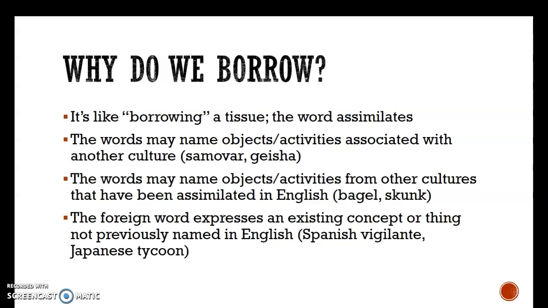First, let me say that borrowing words is like borrowing a tissue. We don't give it back. The word assimilates to the culture borrowing it in sound and sometimes meaning. The words that are borrowed may name objects or activities associated with another culture. For example, samovar or geisha, or the loan words may be objects or activities from other cultures that have been assimilated into English, like bagel and skunk.